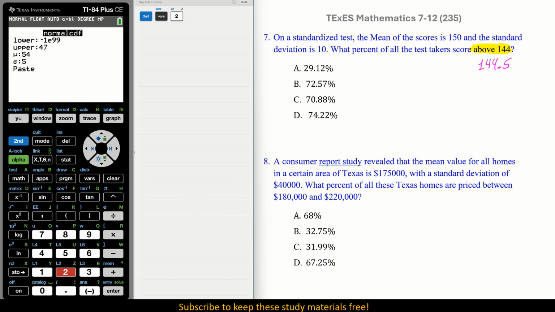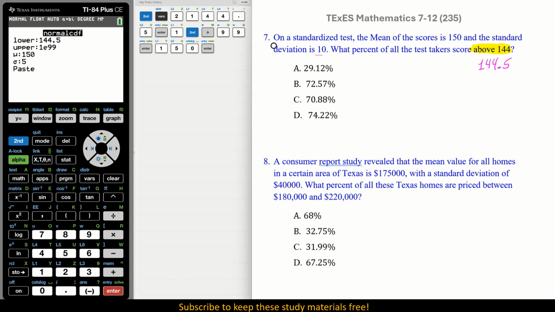Okay. Our lower is the 144.5. Enter. The upper is going to be that very large number, because you want everything above that. So that's 1, and then we need second division, which gives us our E, then 99. Then enter, and our mean is 150, so put in 150.